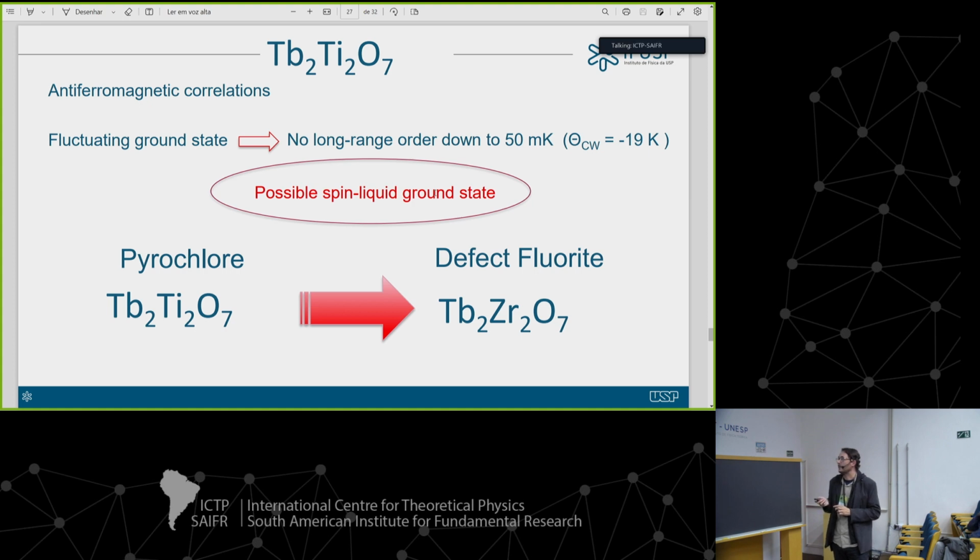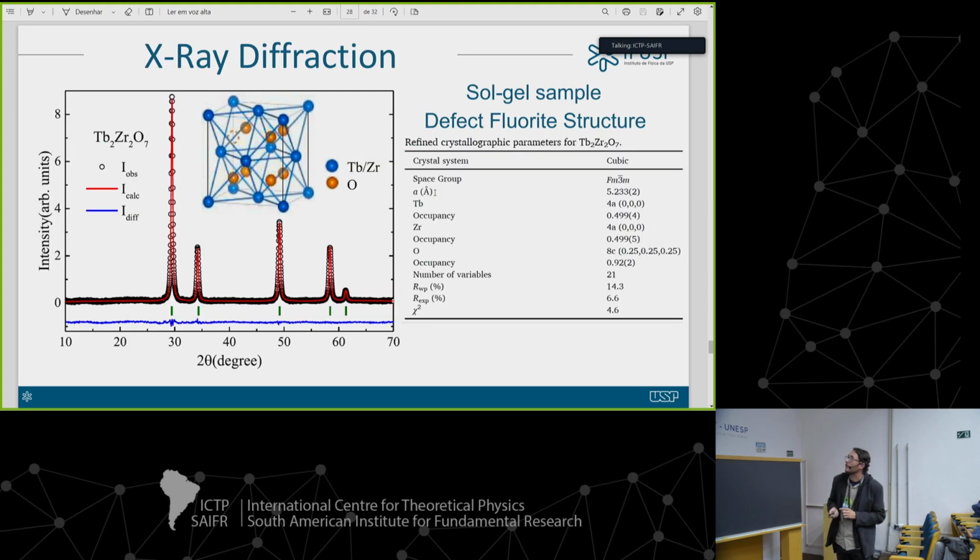So what we did here, we made this composition. We replaced titanium by zirconium. And in doing that, we get this defect fluorite structure. You see there are fewer peaks here, so this is a more symmetric structure than the pyrochlore.